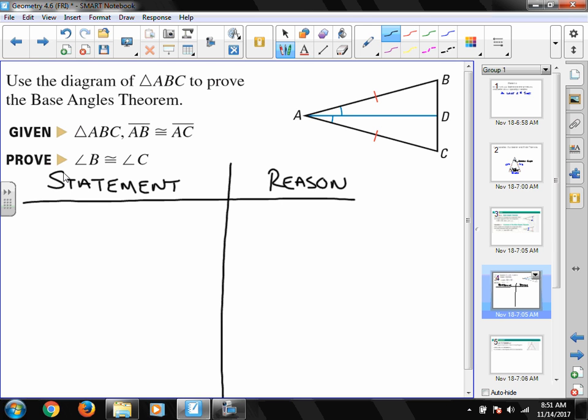So, first thing, we always start with the same thing. We are going to start with our given. So we're given triangle ABC, and we're given that AB is congruent to AC. Reason being given.